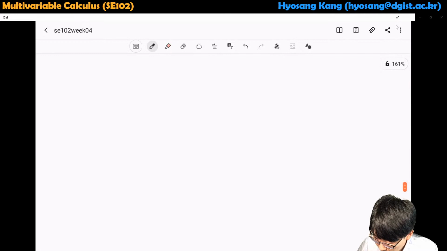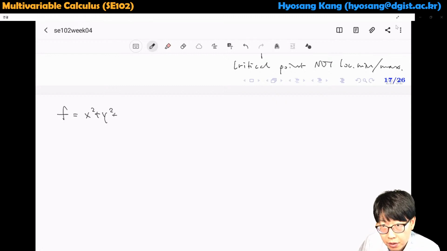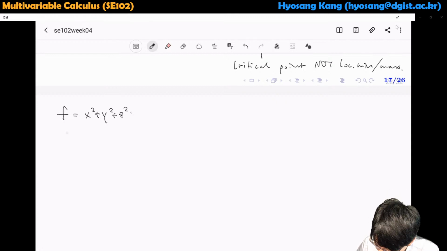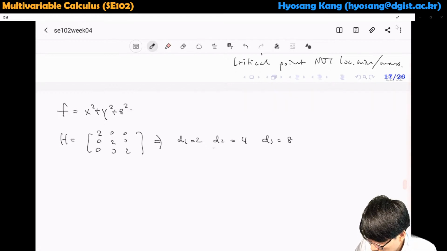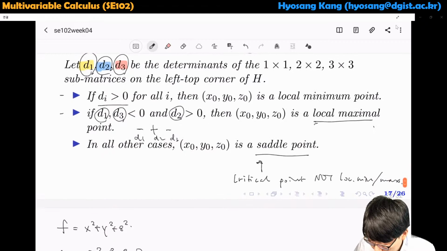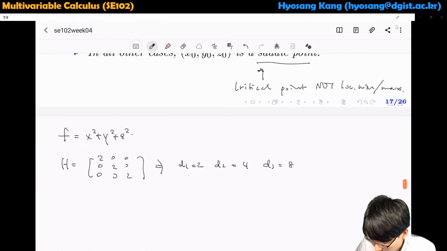So this is the simplest one. When I have f equal to x squared, y squared, and z squared, the Hessian is 2, 2, 2 on the diagonal and 0 elsewhere. That means d1 is 2, d2 is 4, and d3 is 8. They are all positive, so it's the first case. When the di are all positive, then it's a local minimum. That's what we saw in the first graph.